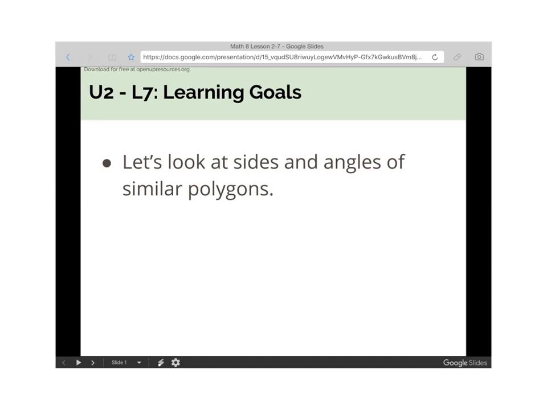If you are not at lesson 7 in your workbook, go ahead and get there now. Otherwise, today, let's look at sides and angles of similar polygons.